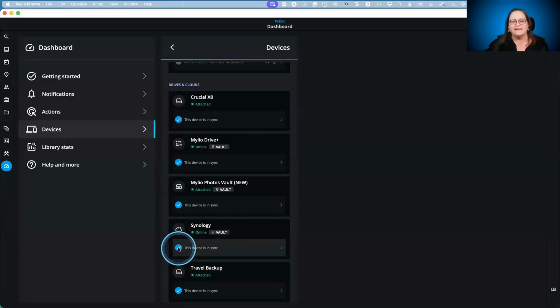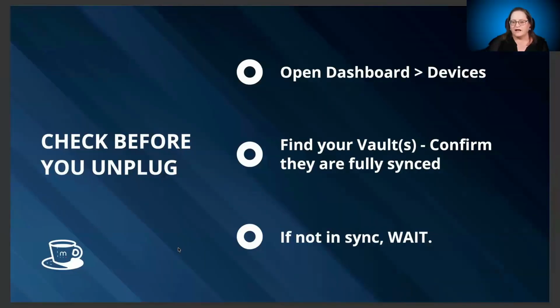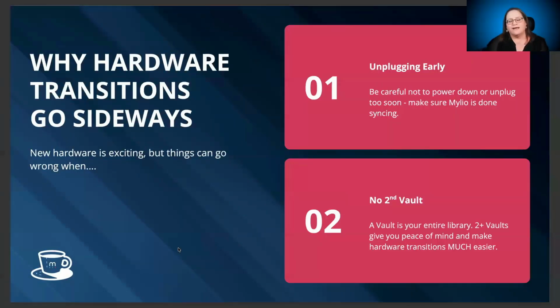That means that they are in sync, they have all of my data, and if I needed to, I could take any one of these devices and rebuild my entire library on any machine that I needed to with that information. All right. So the ways that hardware transitions can go sideways, we get excited and we move too fast. You unplug something early, you power down, you eject things, Mylio isn't in sync, all of your files are not there. That is issue number one.